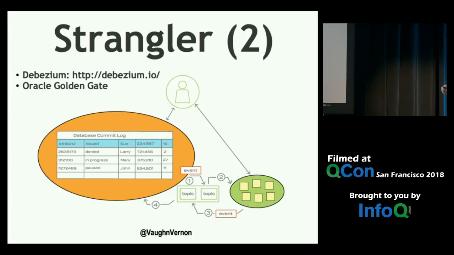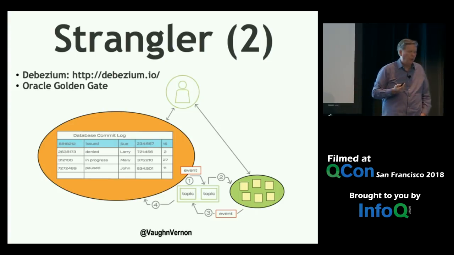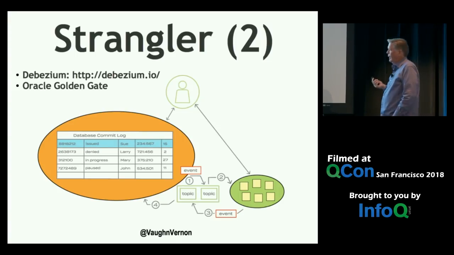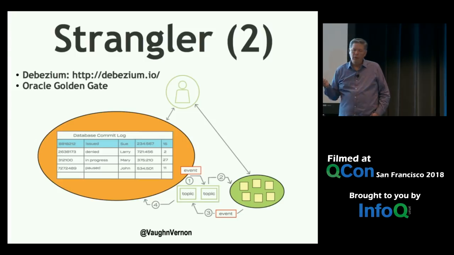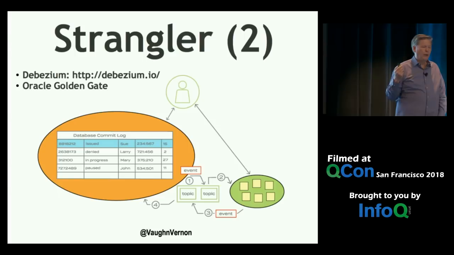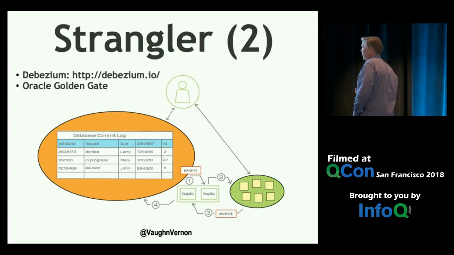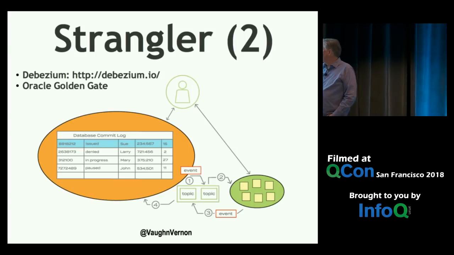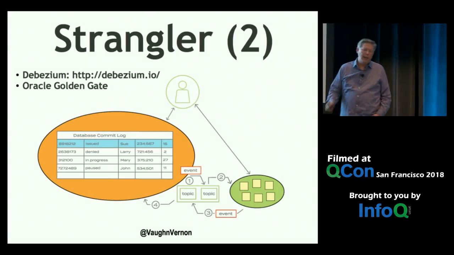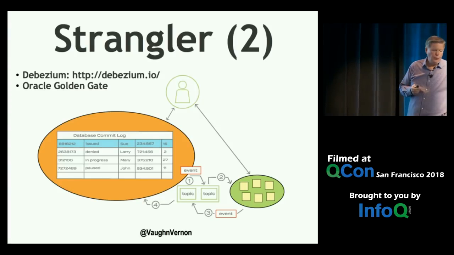Another way to accomplish this is through a product called Debezium. It's an open source product that works with MySQL, Postgres, and maybe a few other databases. It doesn't currently support Oracle, so you can use Oracle's Golden Gate. But this is basically a database commit log tailer that allows you to, in essence, pick off commits and turn those into events. And you accomplish the same thing, but without triggers. That's a lot nicer approach if you can.